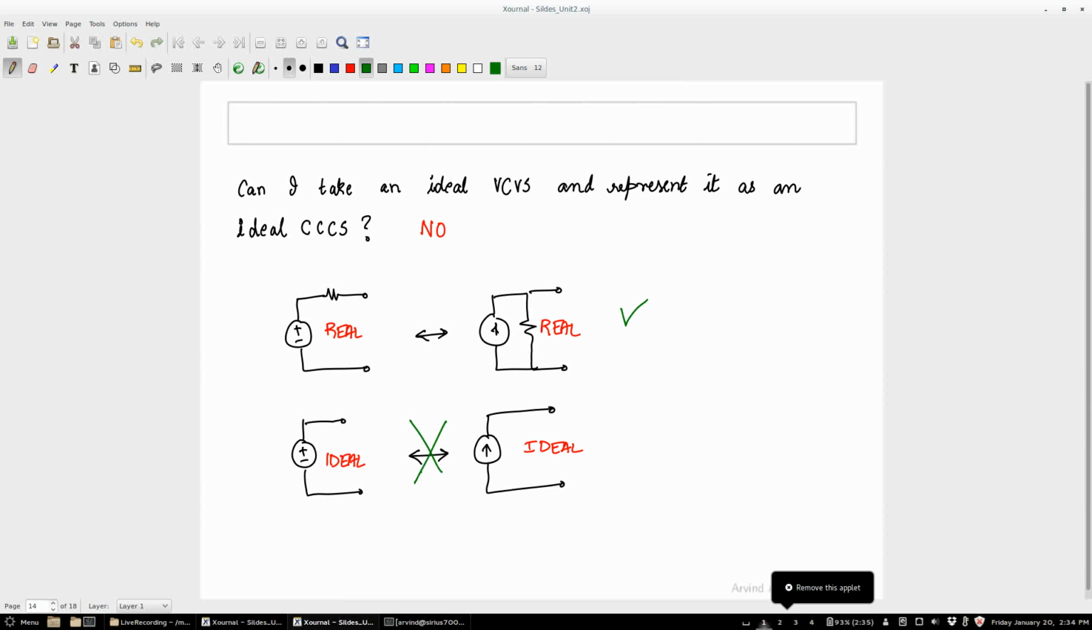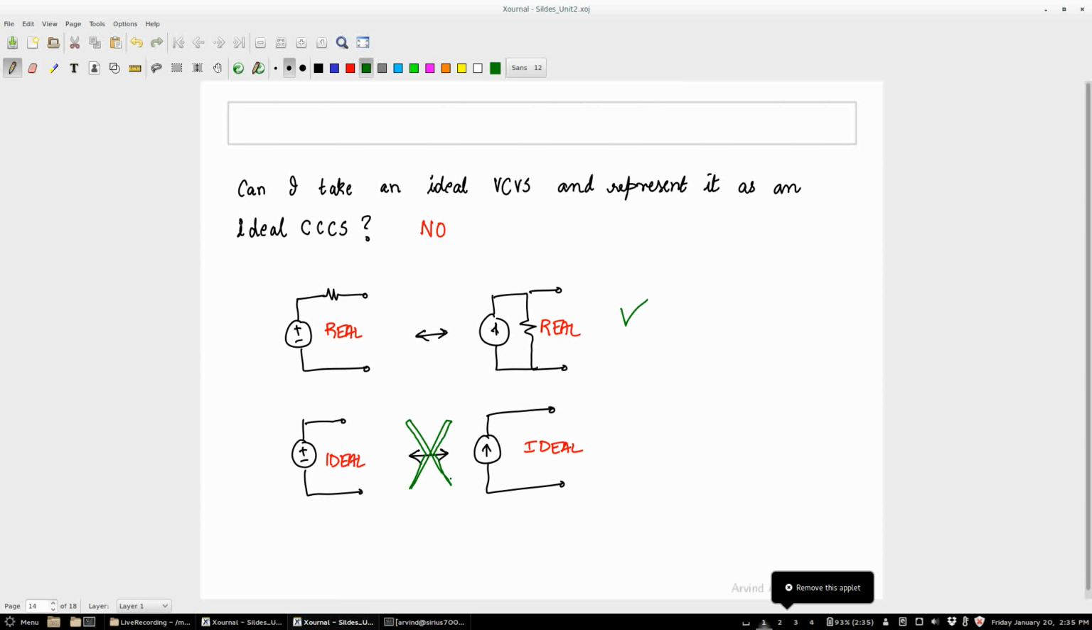So this is a real voltage source. This is the ideal voltage source. This is the real current source, and you will have ideal here. So can you go here? You can't, right? You can't. So that's why you can't take an ideal voltage controlled source and represent it as a current controlled current source.